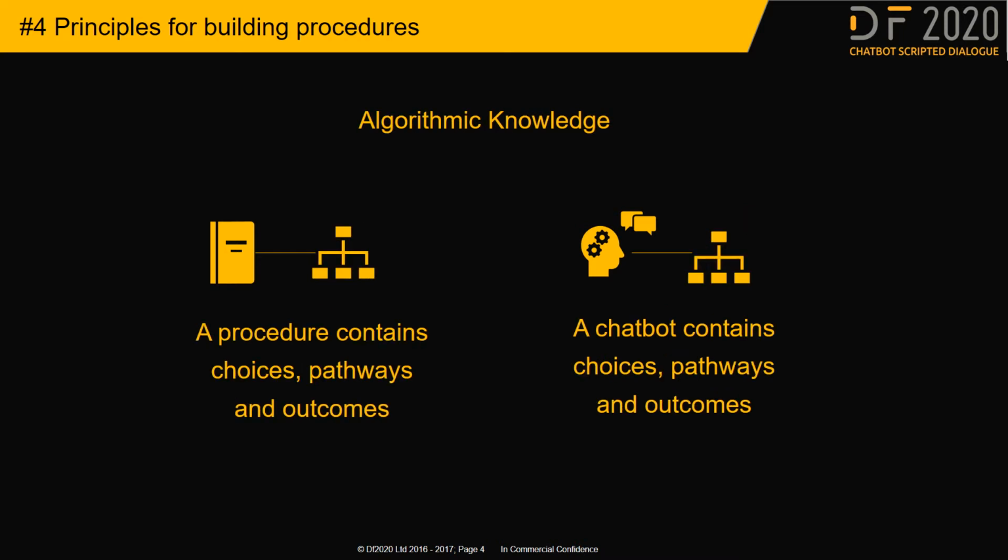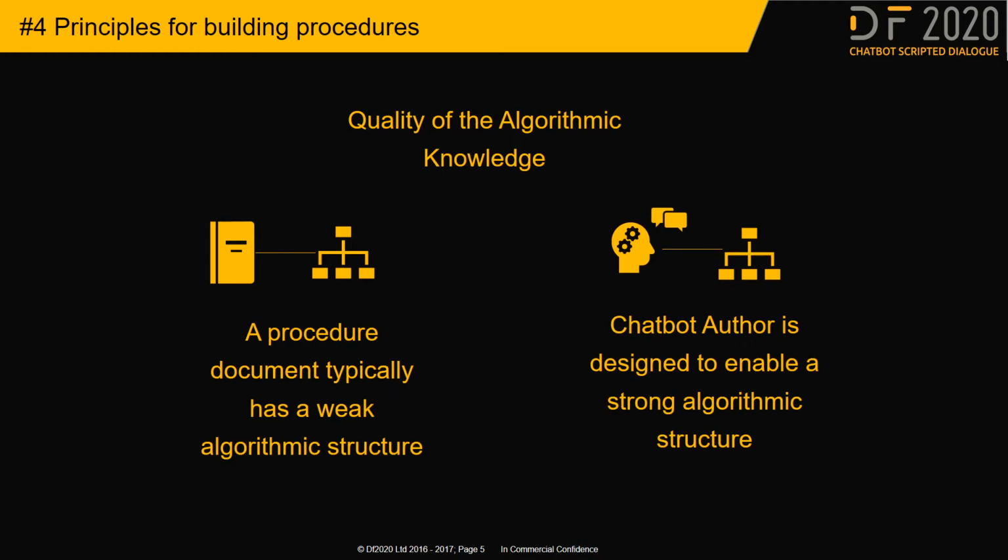A procedural document contains choices, pathways and outcomes. In other words, the more choices, the more pathways and outcomes. These choices are the backbone of a decision tree algorithm. Similarly, a chatbot has choices, pathways and outcomes.